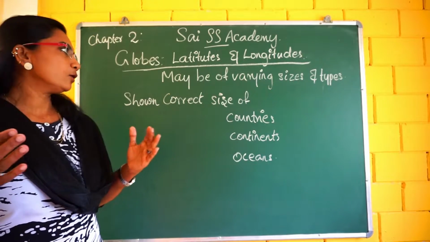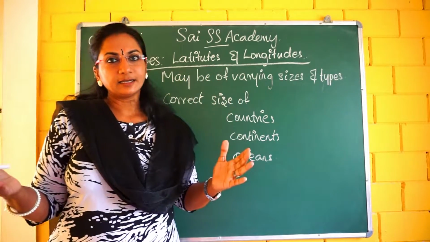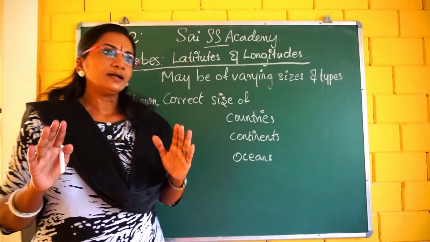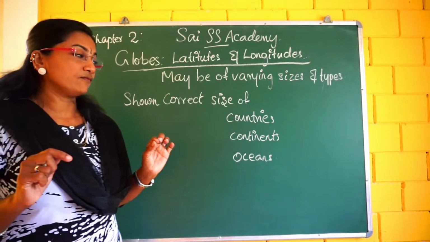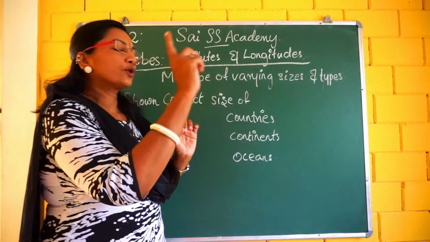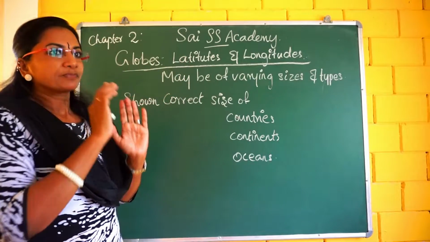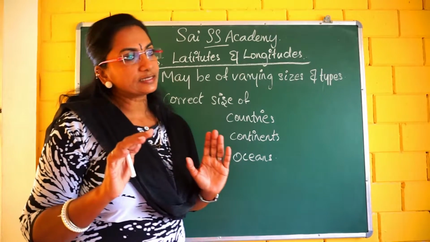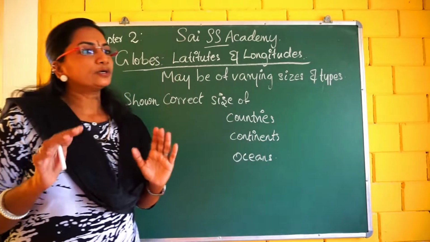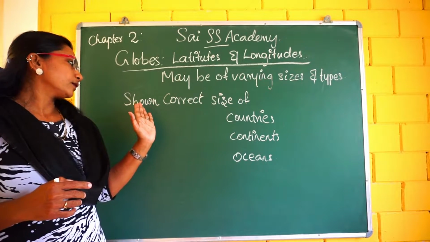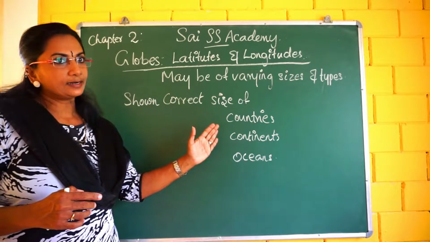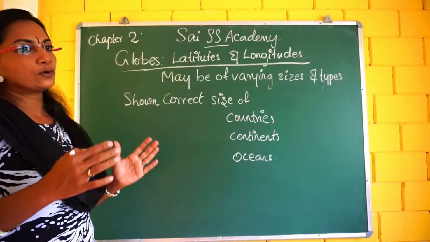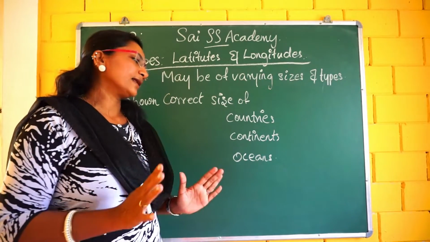Globes may be of varying sizes and types. We can see various types of globes. But the globe is not fixed the same way as a top spin or a potter's wheel is. It is fixed on a pin, but the globe is not fixed like a top spin or a potter's wheel. On the globe is shown the correct size of the countries, continents and oceans. That means on the globe, countries, continents and oceans are of the correct size.